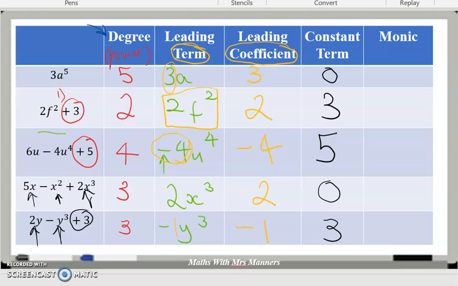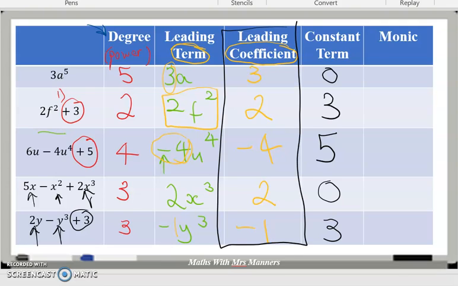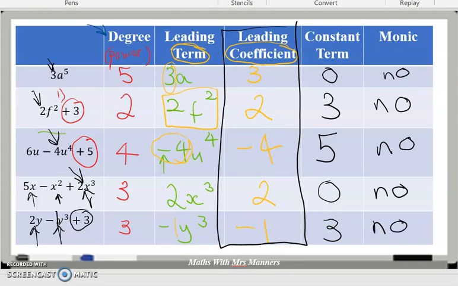The last thing is just whether the expression is monic, and this is fairly straightforward. If you want to know if an expression is monic, you just need to look at the leading coefficient. If the leading coefficient is 1, then the expression is monic. So clearly that leading coefficient is not 1, so no, it's not monic. The leading coefficient here is 2. So no, not monic. The leading coefficient here is -4, so no, not monic. The leading coefficient here was 2, so not monic again. And finally here we've got a -1, but that still doesn't count. When I want it to be monic, it has to be 1. So I think all of these expressions are not monic.